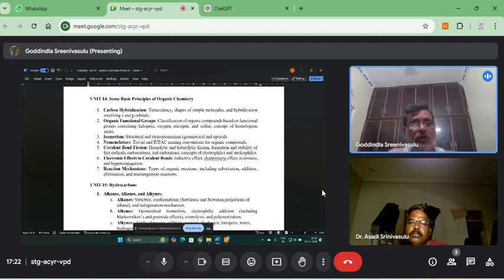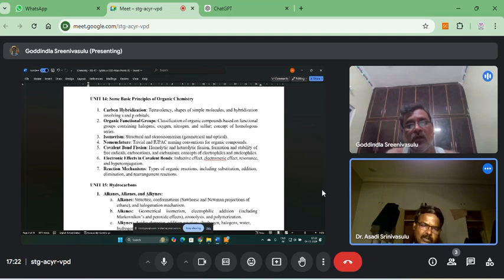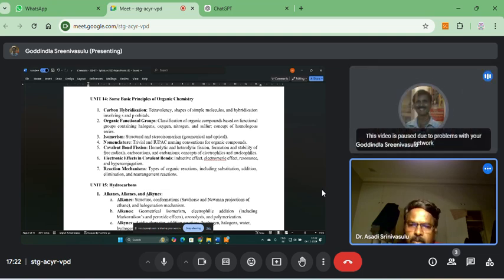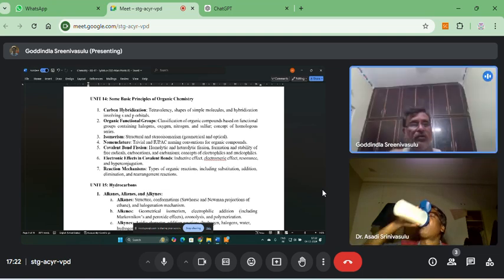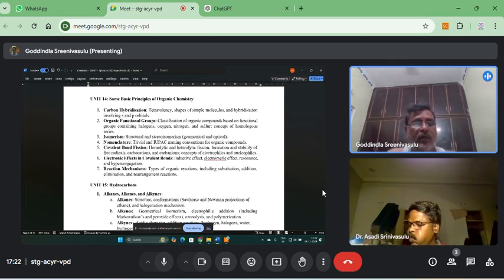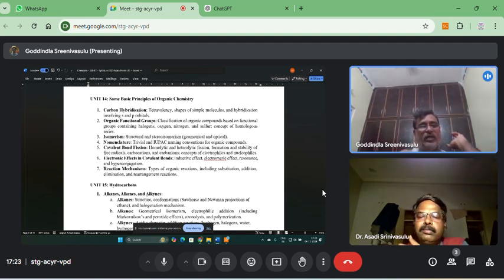So electronic effects in covalent bonding, that is inductive effect, electromeric effect, resonance, and hyperconjugation. To study the mechanism of the chemical reactions, all these concepts are important. The reaction mechanism: what type of organic reaction it is, including substitution, whether it is getting added or eliminated, or rearrangement. So that gives the reaction mechanism.